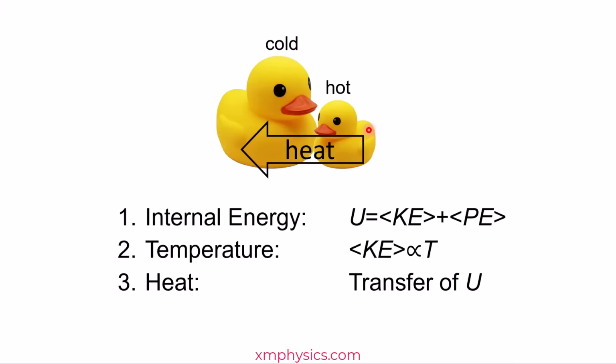So it's not correct to say that this ducky has more heat than this ducky, but it would be correct to say that because the atoms or molecules in this ducky have a higher average KE, heat flows from this hot ducky to the cold ducky.